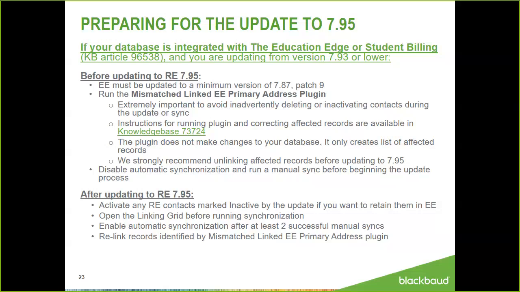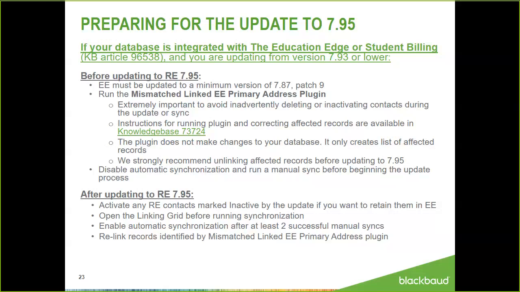Contacts on alternate addresses in RE are marked inactive in 795, and these inactive contacts are then removed from Education Edge during synchronization. If you want to retain these contacts, the inactive option needs to be unmarked. We also recommend opening the linking grid before running synchronization. It may take some time to open the first time after the updates, but you'll want to let it run.